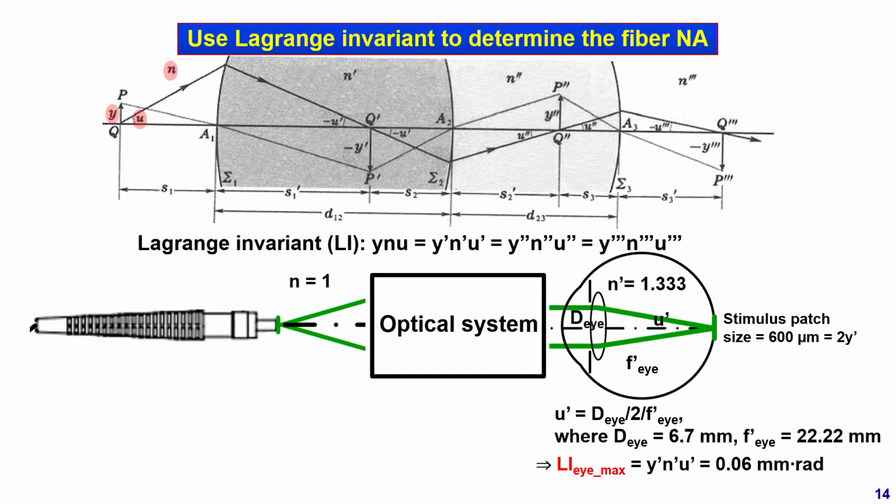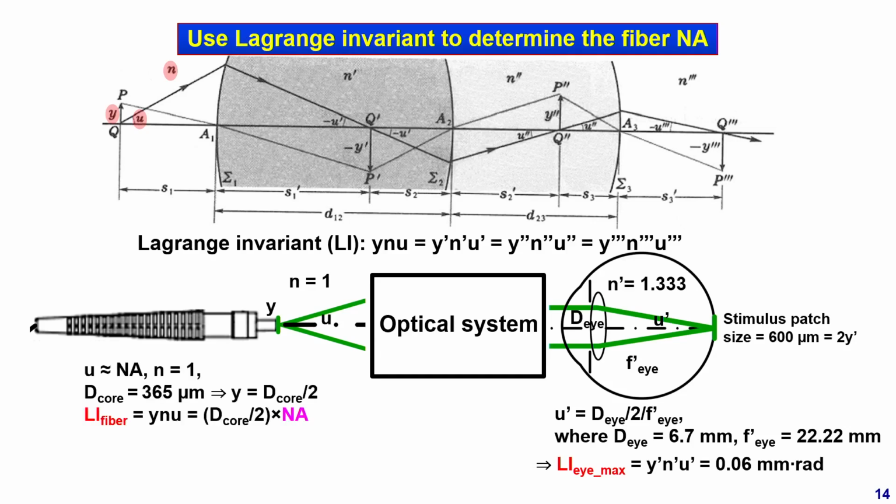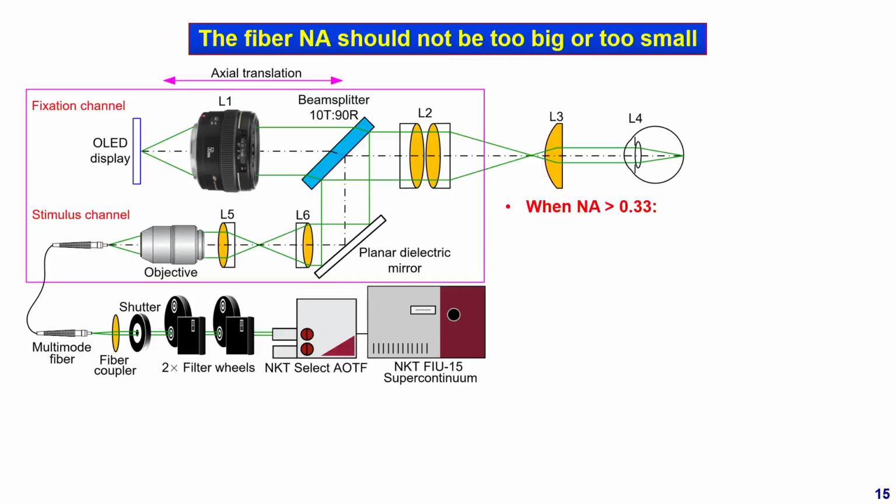The Lagrange invariant of the fiber is related to its NA. The Lagrange invariant of the fiber should be smaller than the maximum Lagrange invariant of the eye. Otherwise, there's energy loss inside the system. From this, we found that fiber NA should be smaller than 0.33. What happens if we use an NA larger than 0.33?